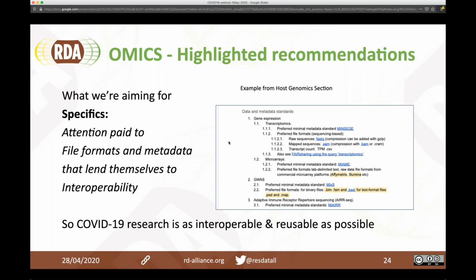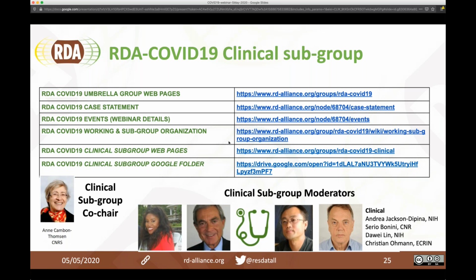What we're aiming for are very specific recommendations, like you see on the right from the host genomics section example. Our aim is so that COVID-19 research in genomics can be as interoperable and reusable as possible. We're paying particular attention to file formats and metadata that lend themselves to interoperability. Next slide. And we welcome participation from all of you.